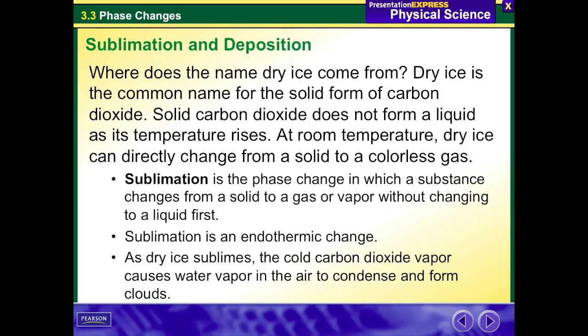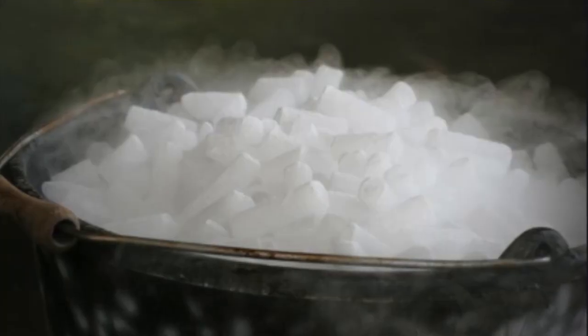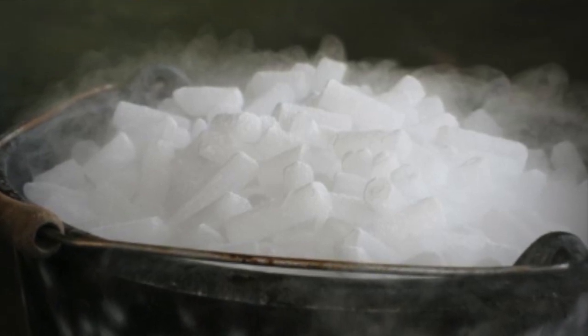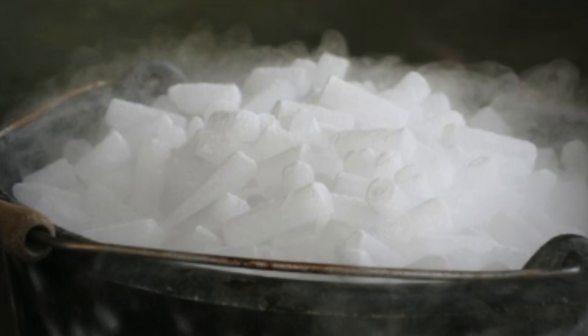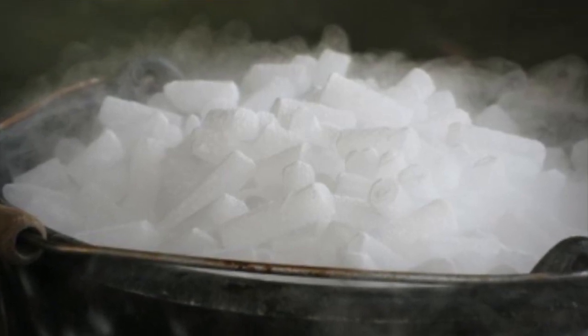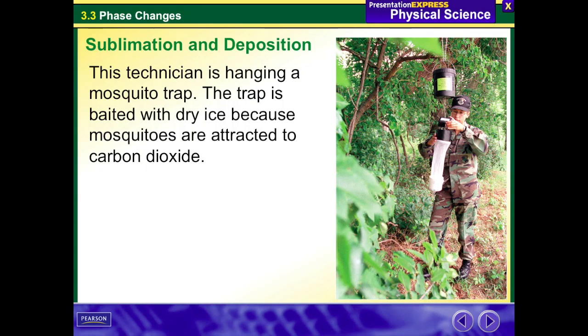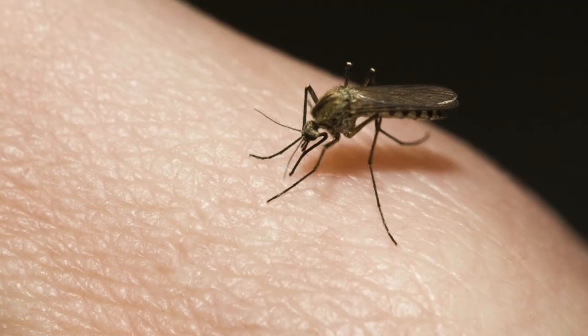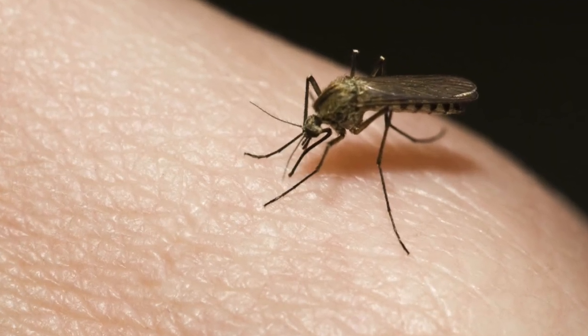It absorbs energy. As dry ice sublimes, that cold carbon dioxide causes water vapor in the air to condense and form clouds. You cannot see carbon dioxide gas. So the smoke-looking stuff is actually water vapor that is cooling off, losing enough energy to condense. Here's a technician hanging up a mosquito trap, and some traps use lures baited with dry ice because mosquitoes like carbon dioxide, and it's a pretty easy way to produce carbon dioxide at regular temperatures.